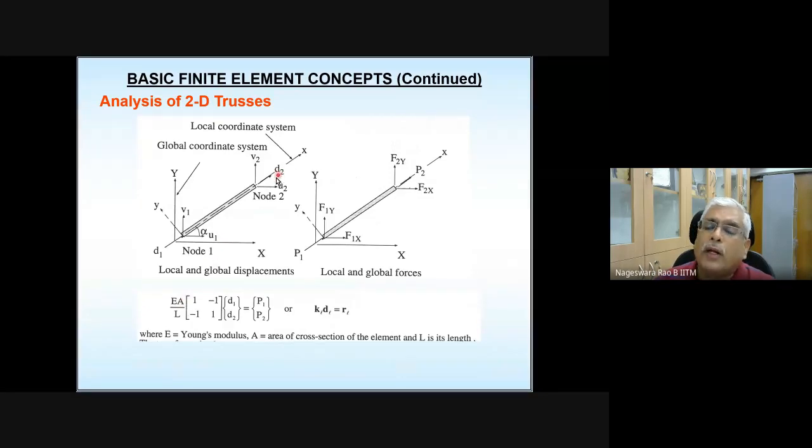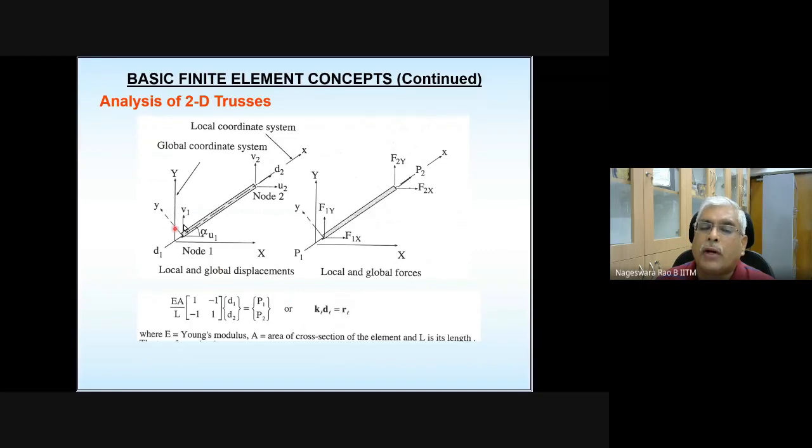So you should be careful what node number you are calling node 1 and what node you are calling node 2 in the local coordinate system. Once you get the element equation in the local coordinate system, how does it get transformed into the global coordinate system? The relation is developed based on the coordinate transformation.